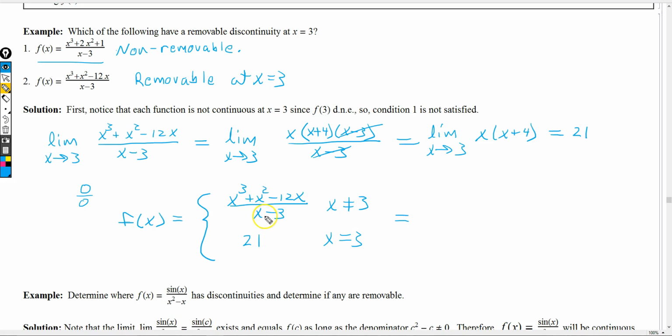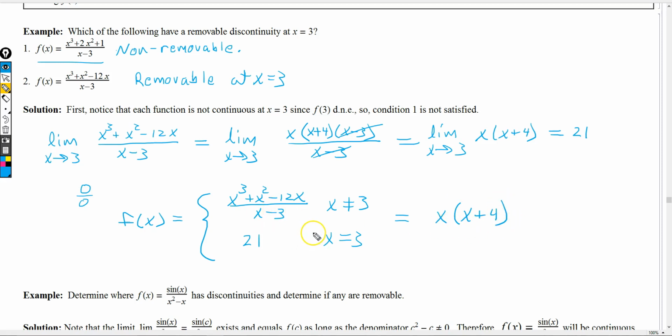In fact, all we would have to do is redefine this function like this. This would be a continuous function because f of 3 would be 21. The limit of this function would be the limit of this term as x approaches 3. That is 21. They're equal. All right, and so conditions 1, 2, and 3 are all satisfied for this. Notice actually that this function here is exactly the same then as just x times x plus 4 everywhere.